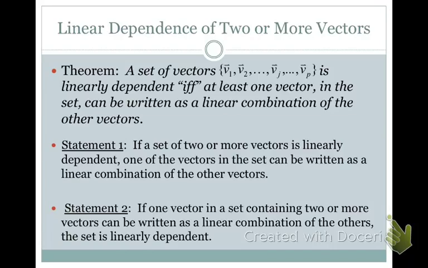So again, as in the previous case, there are two statements that need to be proven. The first one is, if a set of two or more vectors is linearly dependent, one of the vectors in the set can be written as a linear combination of the others. And the second statement is, if one vector in a set containing two or more vectors can be written as a linear combination of the others, then the set is linearly dependent. So we will start by proving the first statement.